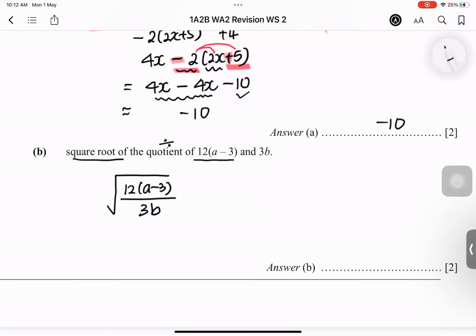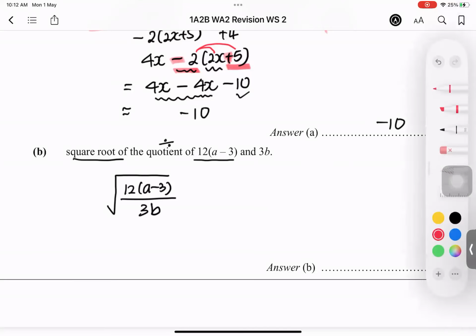But this one we have to simplify, okay? This one here, this is 12, this is 3. 12 divided by 3, we cancel. What will we get? Next person, Ian. 12 divided by 3, what do we get? 4. 4, very good. 4 bracket a minus 3. Okay, is that okay? Then we get our answer. So this one is the answer.